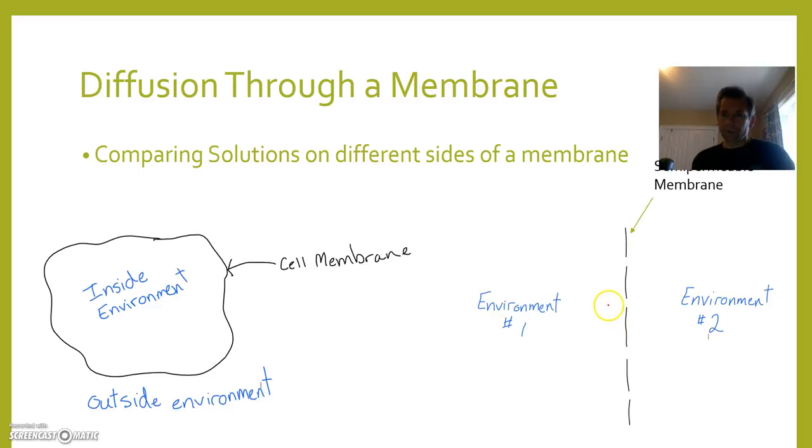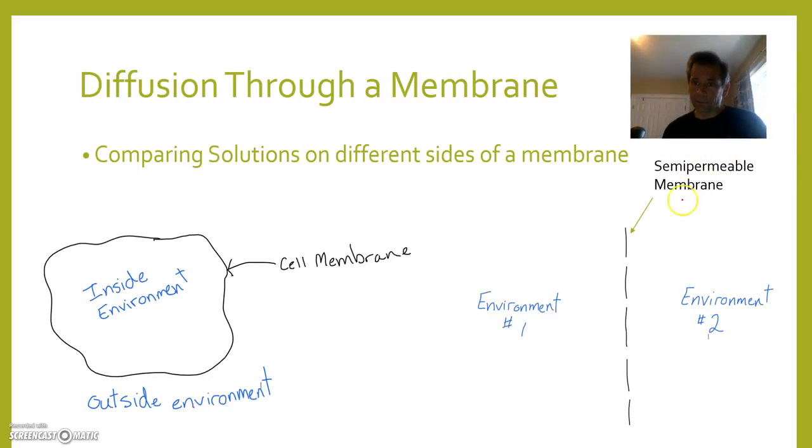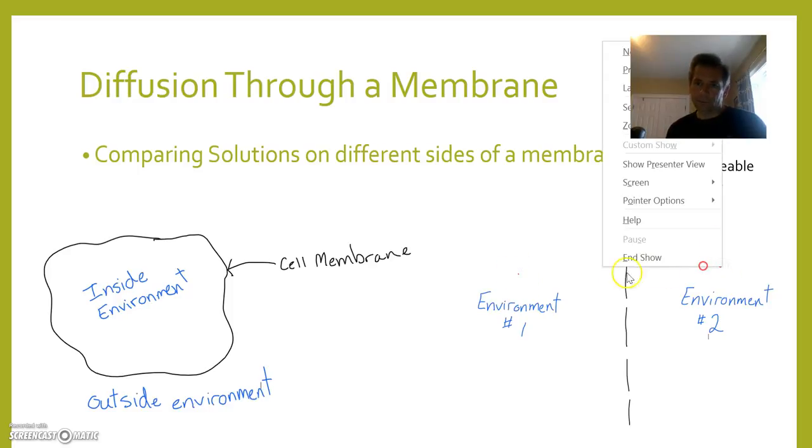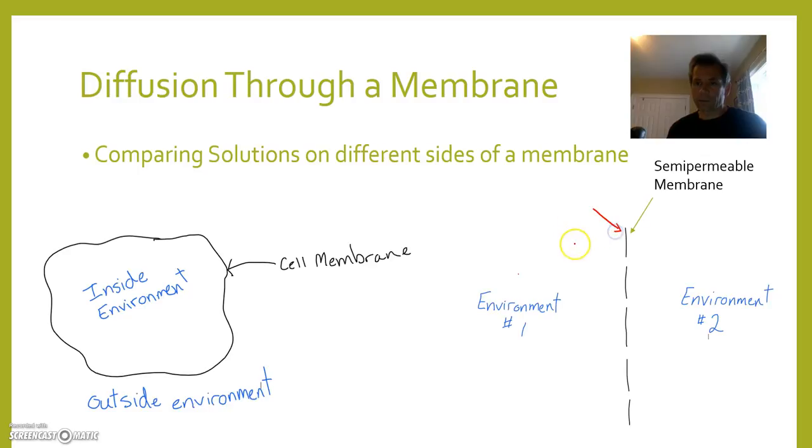Okay, so we call this a semi-permeable membrane. Semi-permeable, and we're going to talk about that. That's the whole idea of Wednesday's lesson: what is a semi-permeable membrane. You may want to look that up. But remember, environment 1, environment 2, this might be inside the cell and outside the cell, or vice versa. And so just keep in mind, semi-permeable membrane, we're also talking about the cell membrane. That's what we're referring to.